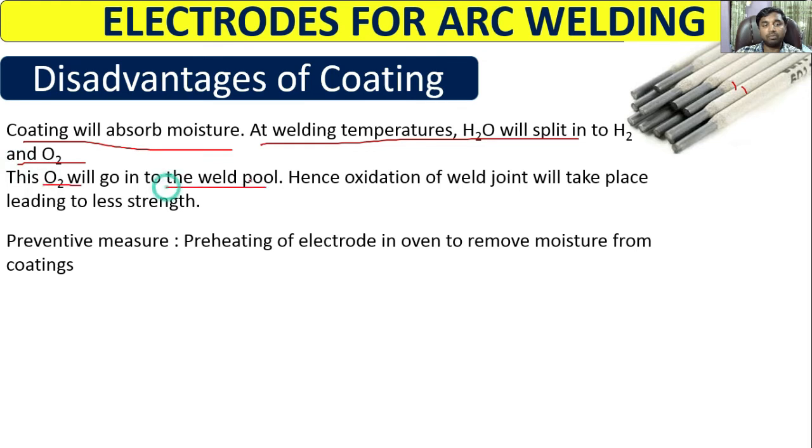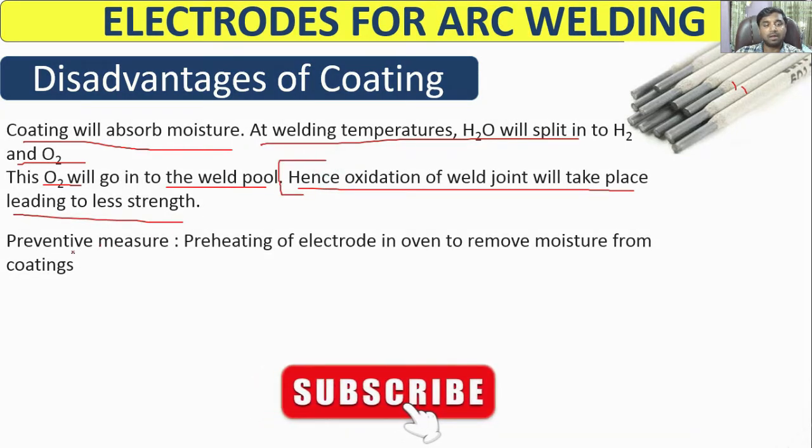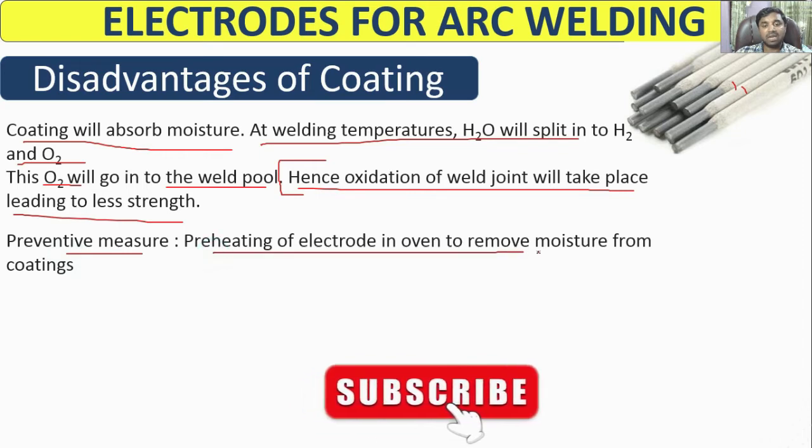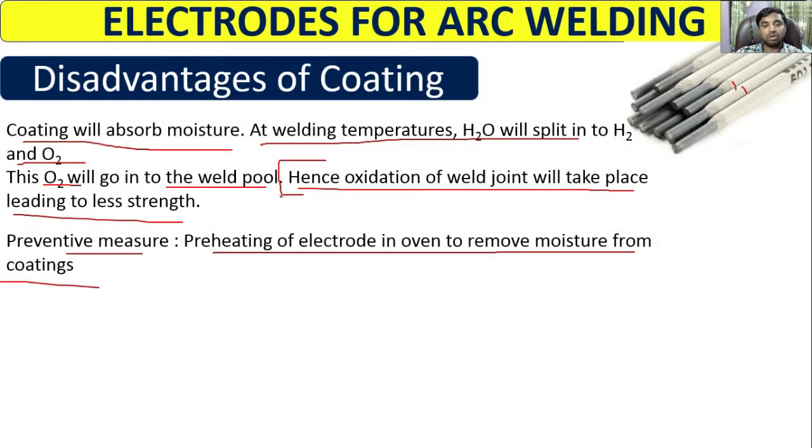It will go to the weld pool. Hence oxidation of the weld joint will take place, leading to less strength. If oxidation is there, definitely there may be a crack in that portion. The preventive method is preheating the electrode in an oven to remove moisture. So we always need to preheat the electrode prior to starting the welding to remove the moisture.